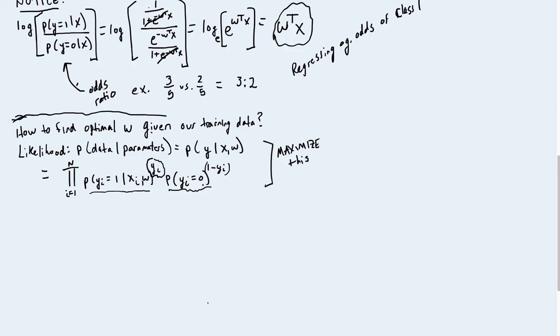So to make things easier, what we're going to do is instead of maximizing the likelihood, we're going to minimize the negative, but not just the negative of the likelihood, but the negative of the log of the likelihood. And this just makes the math easier.